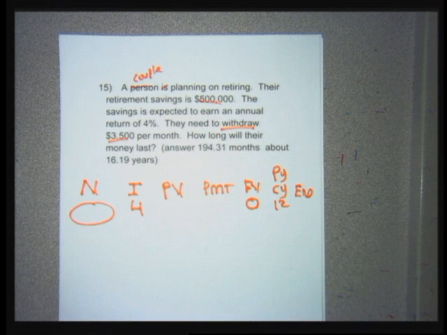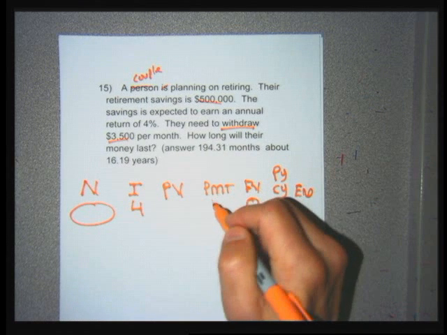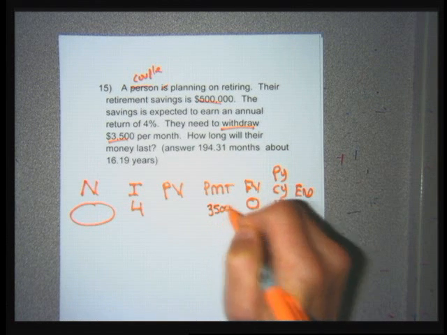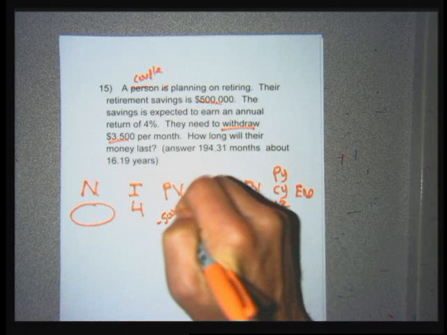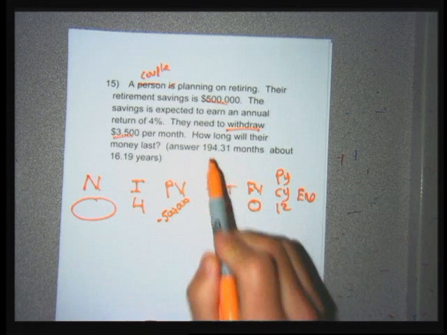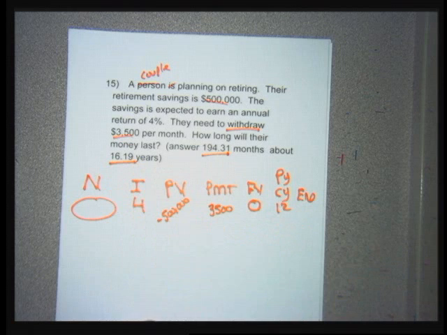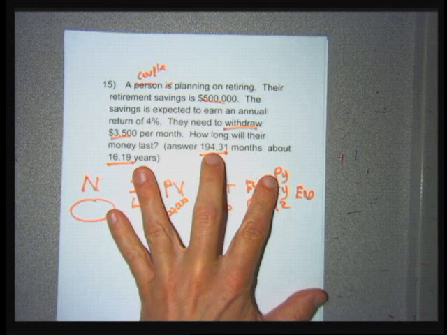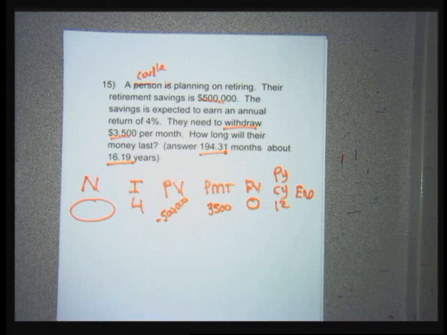If I put the same signs with the PV and the PMT, it's going to think I'm depositing money. So it doesn't matter which gets a positive and which gets a negative, but the PV and the PMT need to have opposite signs. Because the $3,500 is being paid to me and the $500,000 was money that I deposited, it's probably more correct to make the PV negative and the PMT positive, but it doesn't matter. My computation is going to give me the number of months. To convert months to years, I divide by 12. If you gave me either one of these answers, the 194.31 months or 16.19 years, I'd be content.